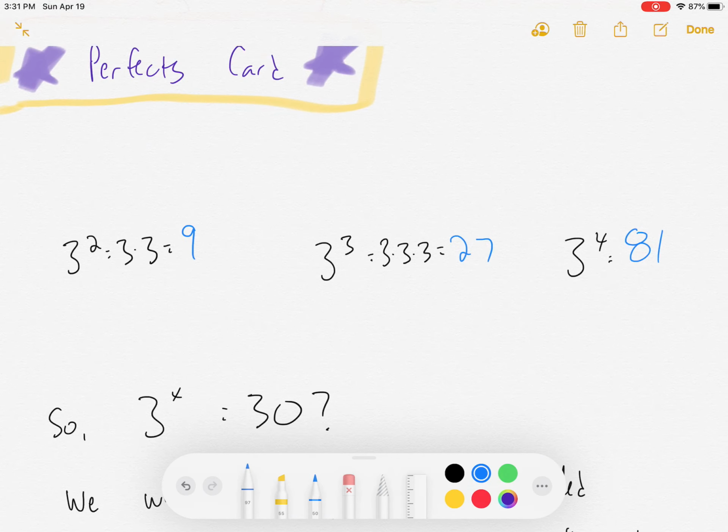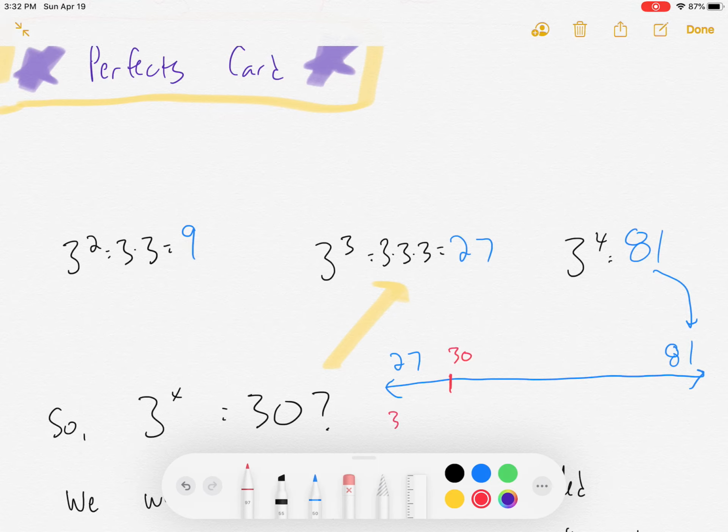Okay, so 3 to what power would give us 30? Well, I don't know. It's not going to come out nice, though, because we know that 3 to the third is 27. And if we had a number line, 27 would be here. The next nice power of 3, we just said, was 81. So if this is a number line, where would 30 fall? Right there. So this was 3 to the third, this is 3 to the fourth. What is going to go right here?